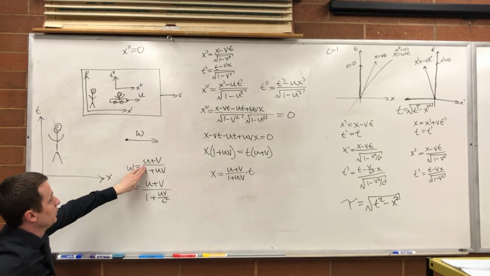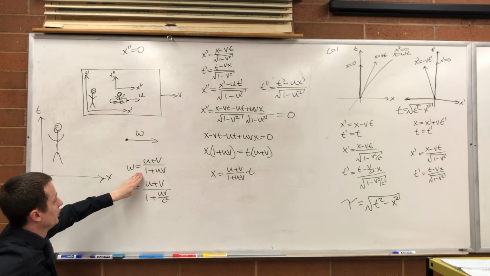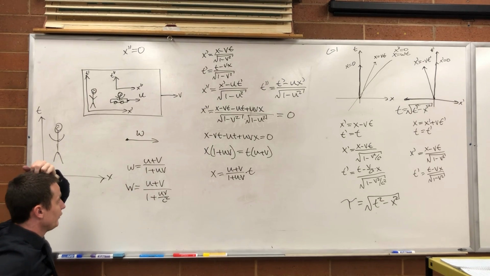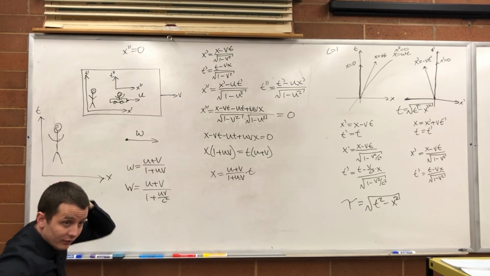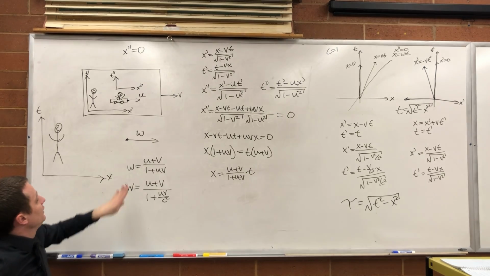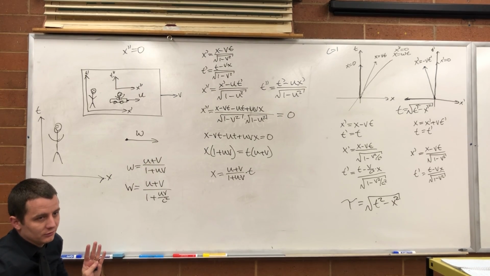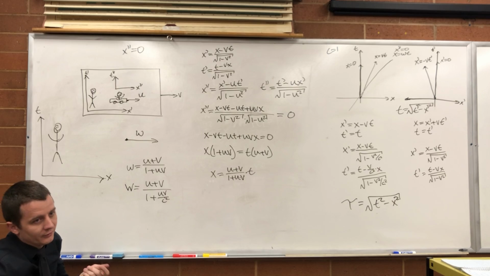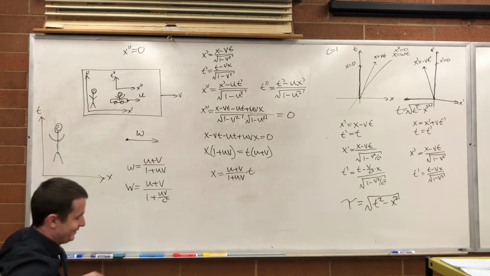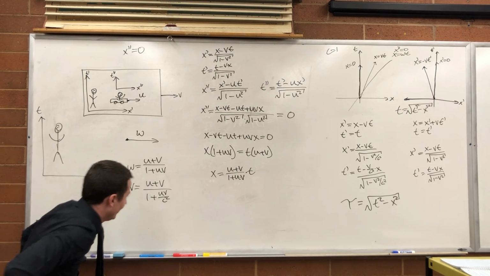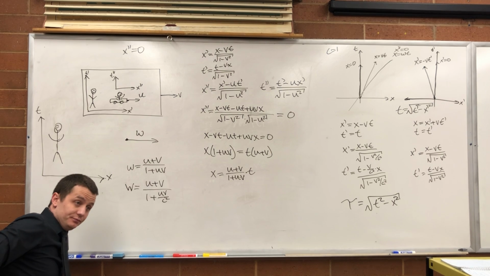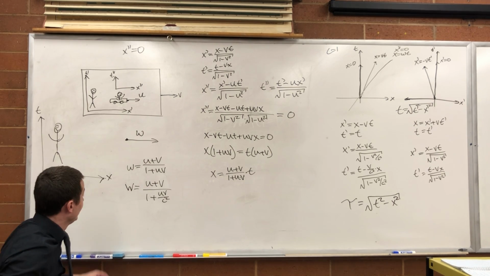So just to give you a sense of the difference between what one person says and what another person says, first off, let's think about low speed. Because you wanted the answer w equals u plus v, right? That's good old Galileo. Okay. So let's see how well that actually works.